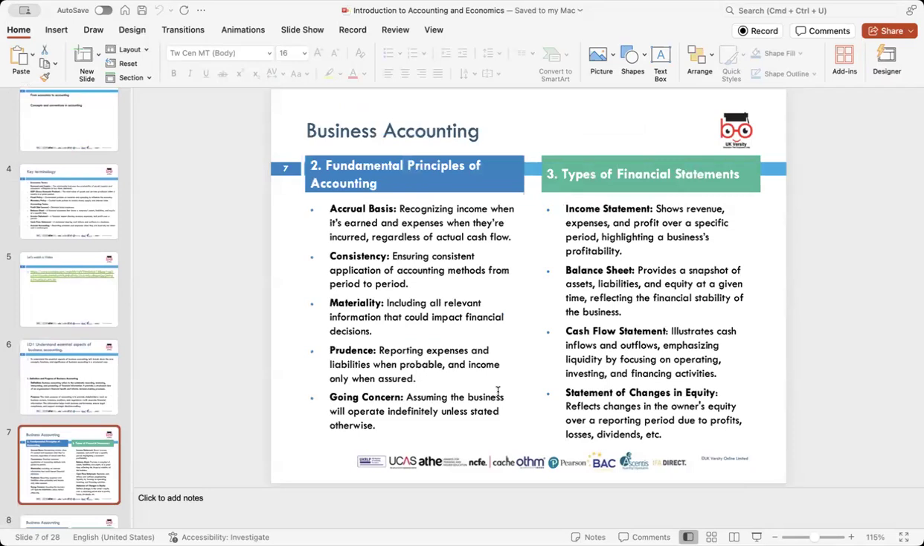Next we will talk about the fundamental principles of accounting and types of financial statements. These principles form the fundamental foundation for all accounting practices and ensure consistency, reliability, and transparency in financial reporting.